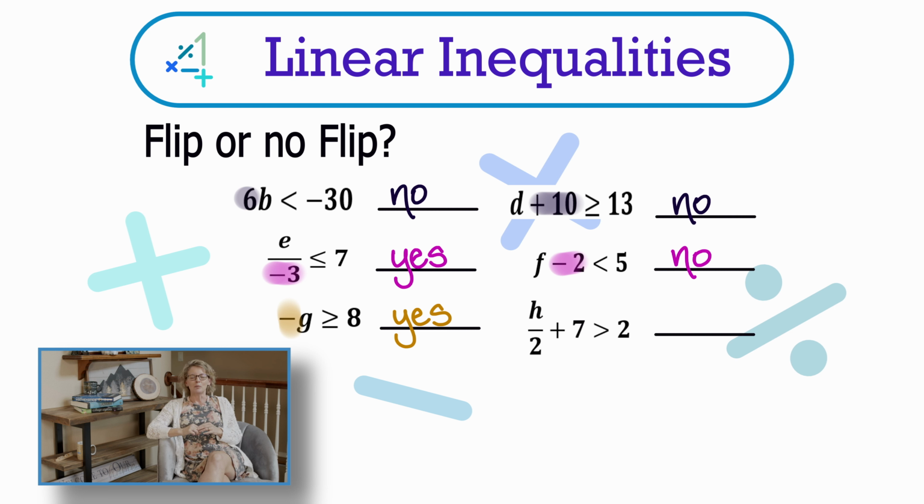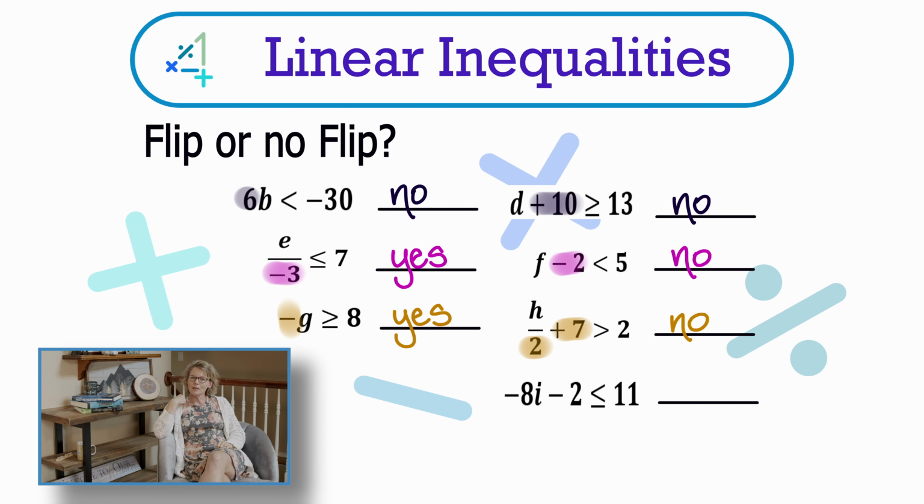h over 2 plus 7 is greater than 2. We'll get rid of that 7 and the 2. We'll have to multiply both sides by 2, which is not negative, so the inequality sign will stay the same as it is. Last one.